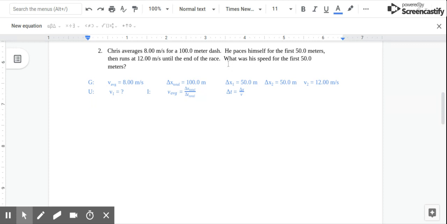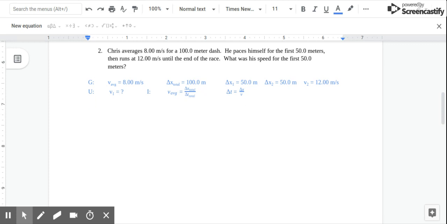What was his speed for the first 50 meters? Speed is V, and the first 50 meters is the first part, so V1 equals question mark. The equations I'm going to use: V average is change in X total over change in T total. Change in T equals change in X over V. And eventually, I'll also use V equals change in X over change in T.